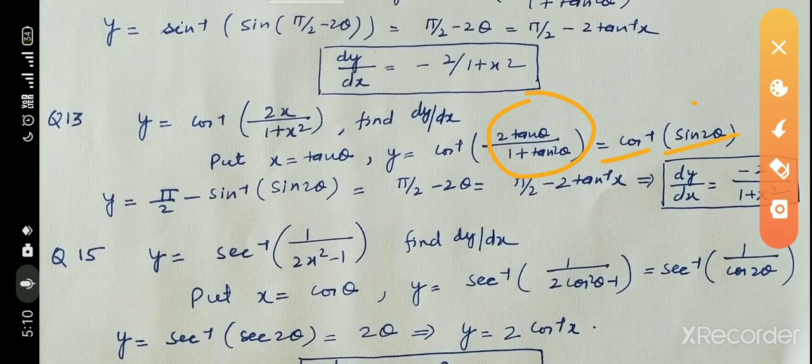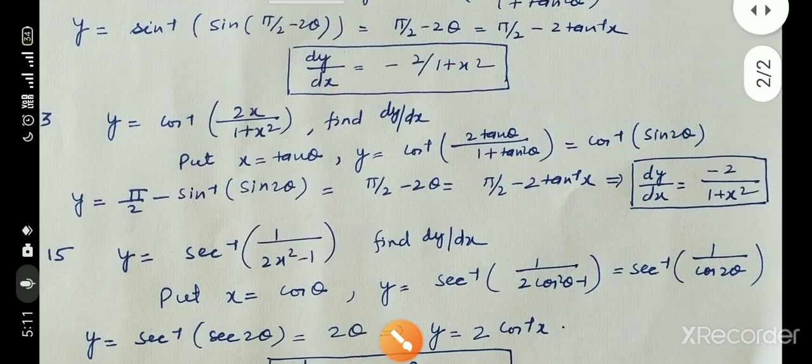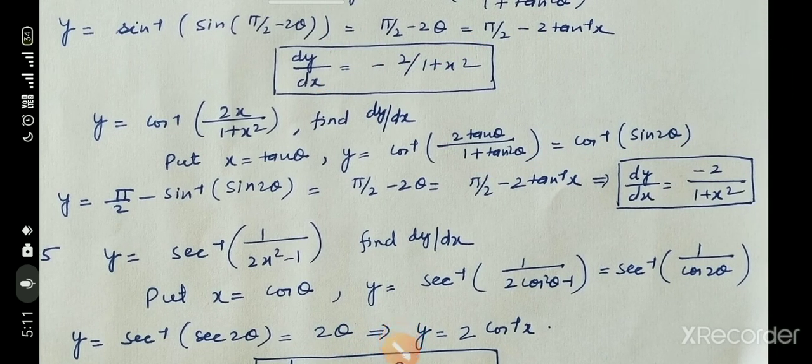So we know that cos inverse x is equal to pi by 2 minus sin inverse x. So we use this property here. Then y is equal to pi by 2 minus sin inverse sin 2 theta, that is pi by 2 minus 2 theta. Finally we write here pi by 2 minus 2 tan inverse x, because theta is tan inverse x. Now dy by dx is equal to minus 2 upon 1 plus x square. That is the answer.